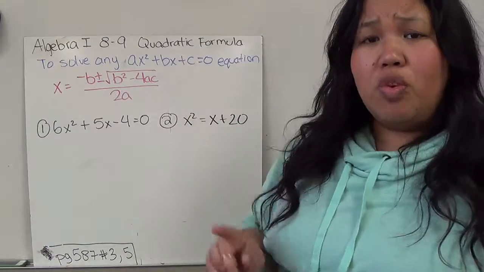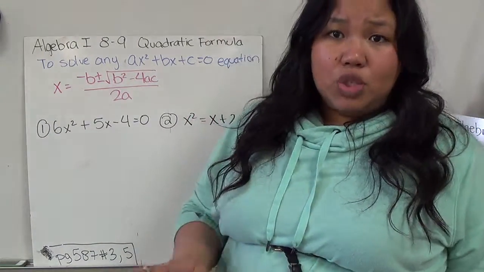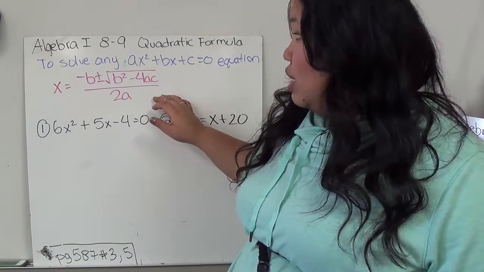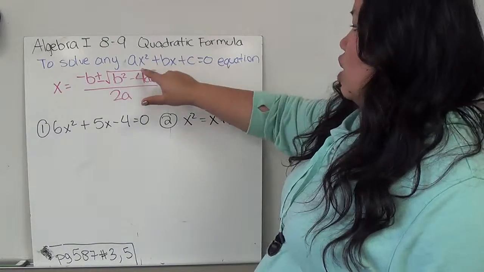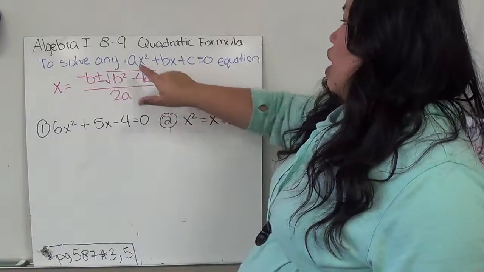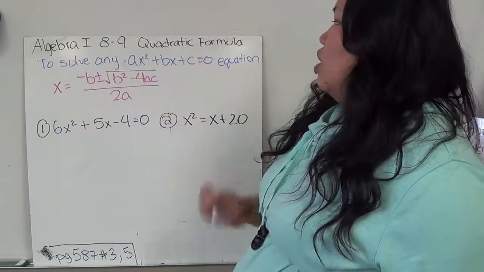This is a very important formula for you to remember. You'll need it for your testing. You'll need it when you go into Algebra 2. So make sure you memorize this. This follows the quadratic equation, ax squared plus bx plus c. So the a in front of the x squared, the b in front of the x, and then the c, or whatever letter is being used.